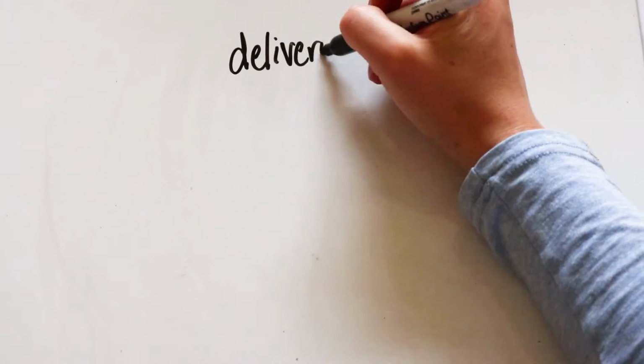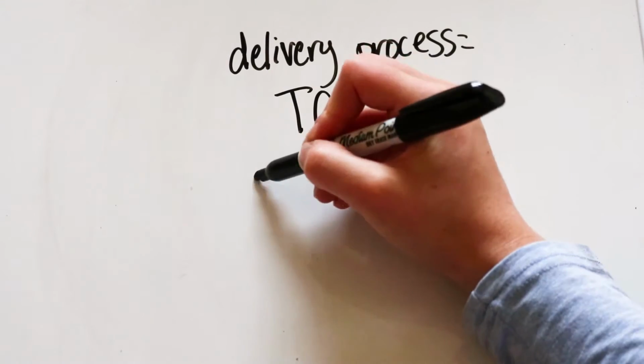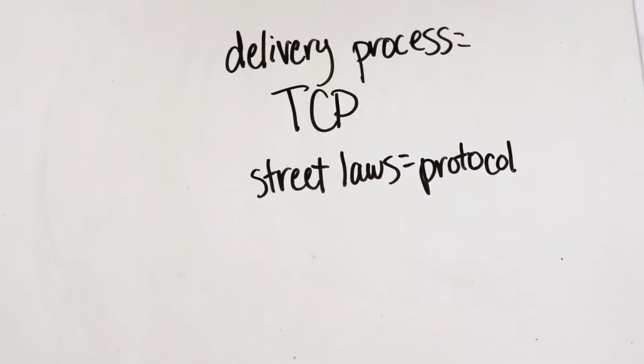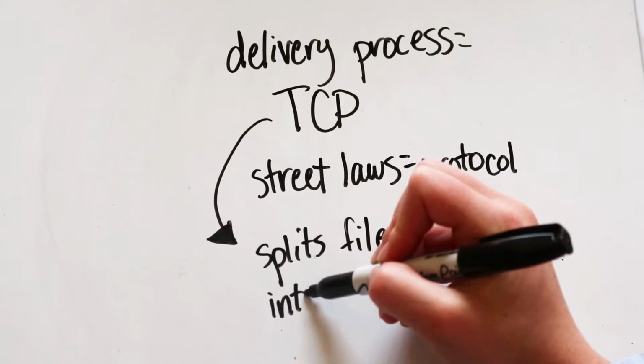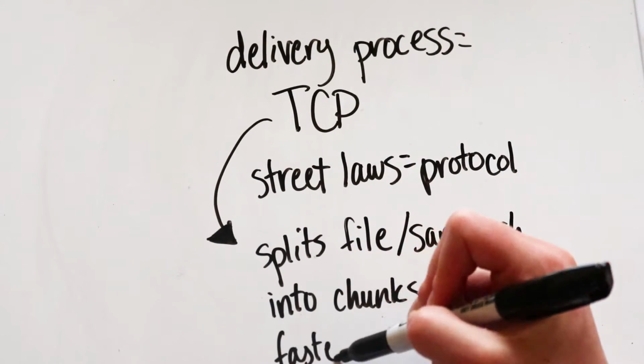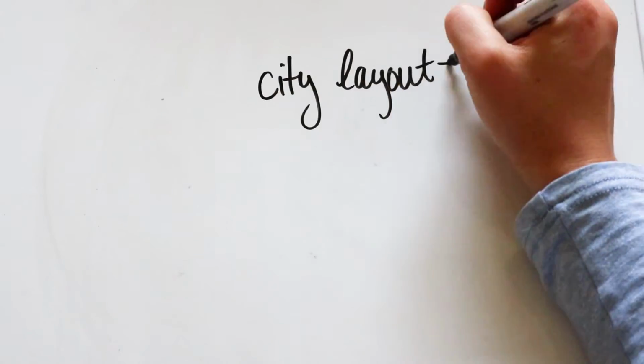The delivery process by which you receive the ingredients is called TCP, or Transmission Control Protocol. It breaks up a file into packets, which you saw with the different delivery drivers, so that it can be delivered the fastest way possible, as different packets may need to take different routes through the network. The network, by the way, was represented by the street layout.